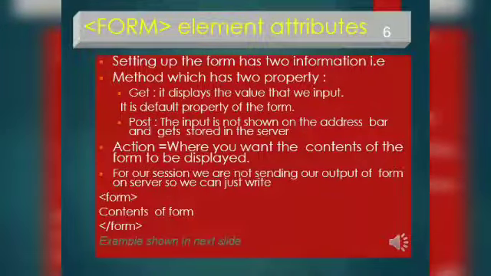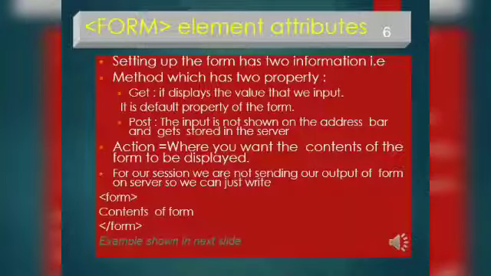Okay, whenever setting a form, we have got two pieces of information, that is method and action. Method has two properties, get and post. Get is by default. Whatever you enter in the boxes appears on the address bar also. In the post, whatever we type in the boxes of the form does not appear in the address box. And action is where you want the contents to be displayed. For example, you want the contents of the form in your email address or in a file.